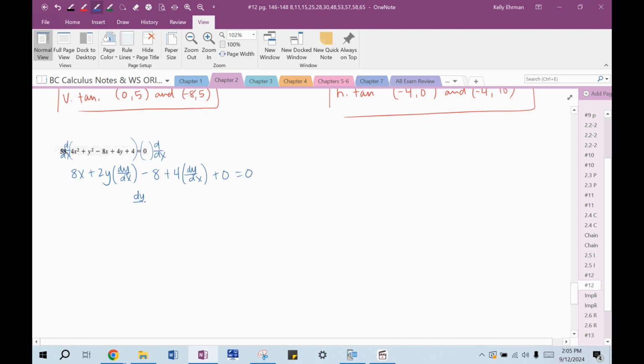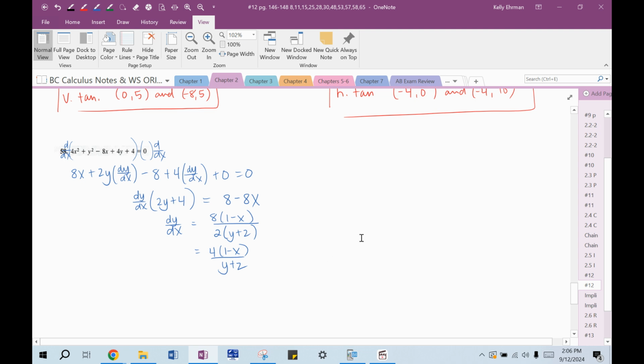Let's factor out dy/dx. That's 2y plus 4. If we move the other terms to the other side, we'd have a positive 8 and a minus 8x. And we're going to be able to factor a little bit. I can factor an 8 out. I do want to do that this time because I can also factor a 2 out of the bottom. And that gives me a slightly smaller number to work with. 4 times 1 minus x over just y plus 2.